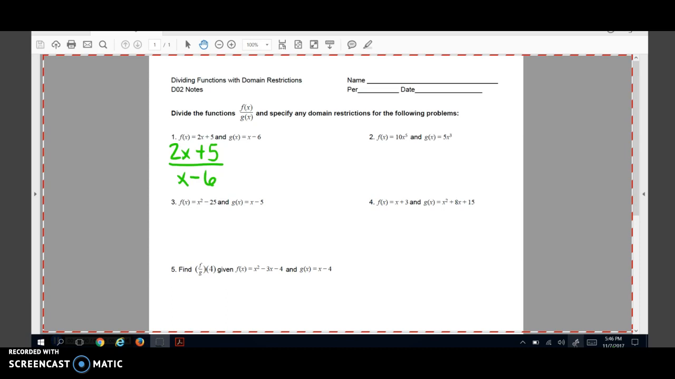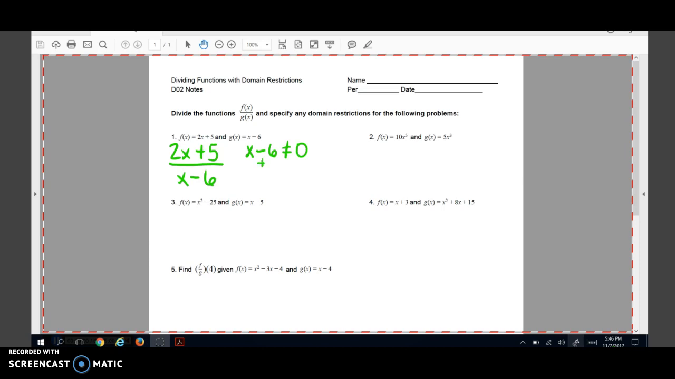So now we need to look for any domain restrictions. When we talk about domain restrictions, there are two things that we need to consider. Do we have any square roots? Because we all know that we can't have negative numbers under the square roots. And we also cannot divide by 0. So my denominator cannot equal 0. So knowing that information, I know that my denominator, x minus 6, cannot equal 0. That being said, I need to know what x cannot equal.